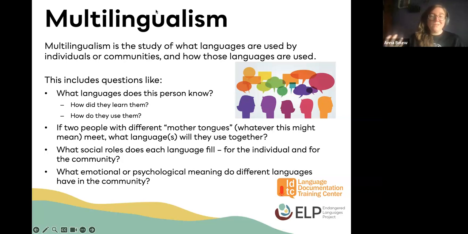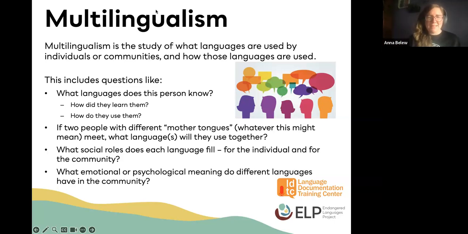So not only what languages are present in a specific place or a community or a group of people, but also how do people learn these languages? How do they use them? And questions like, let's say two people who consider themselves to have different mother tongues meet on the street or have to do a transaction in a store. What languages are they going to use together? One of the classic sociolinguistic questions is often phrased as, who speaks what to whom when, right?